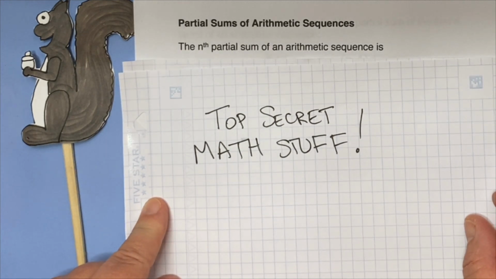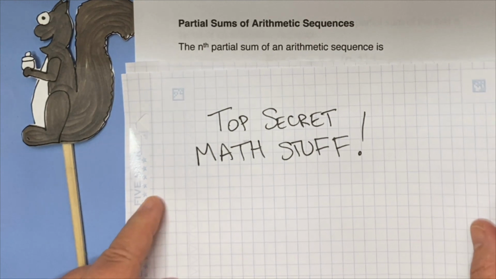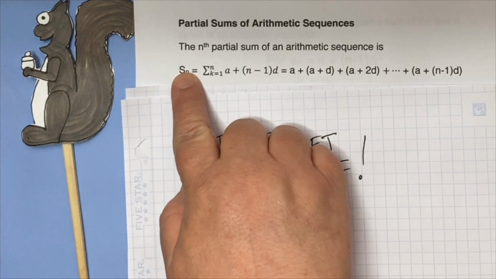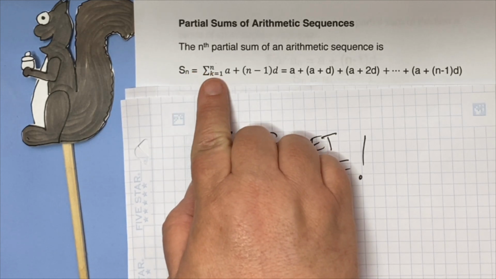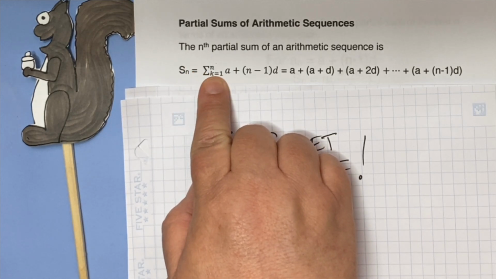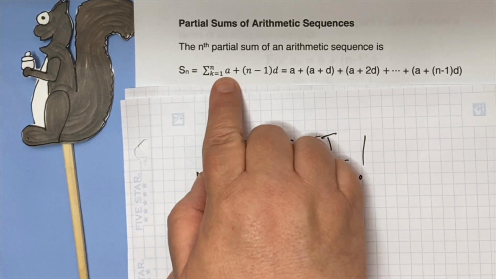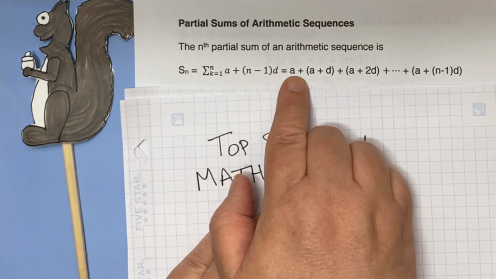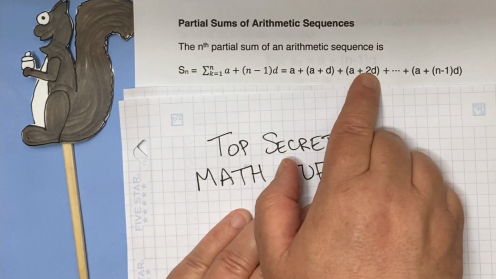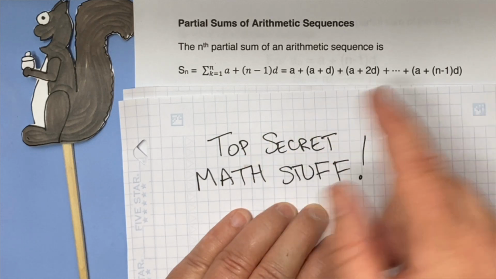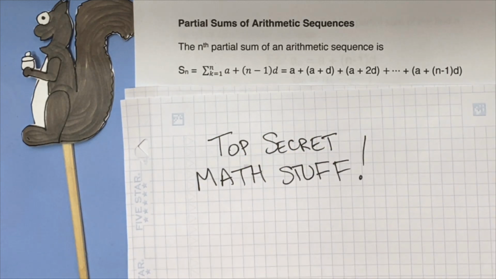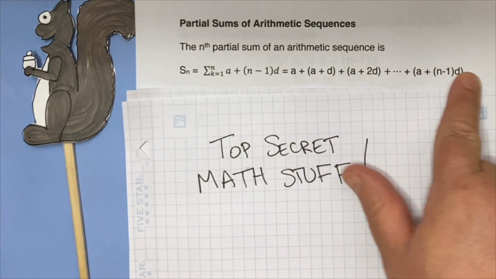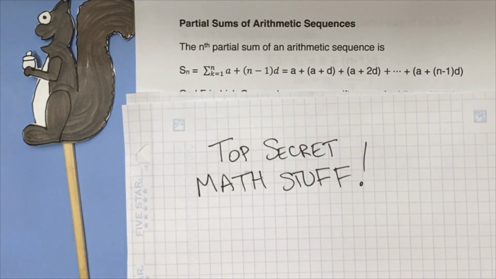The nth partial sum of an arithmetic sequence is, let's take a look at this. Partial sum, summation from k equals 1 to n, of a plus (k minus 1) times d. Right, so it's a plus d, a plus 2d, a plus 3d, right? Because you're adding d every time. Now, if you look at this, you got a bunch of a's and a bunch of d's running around, right?